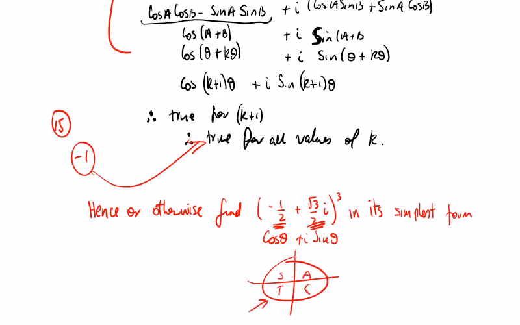C-A-S-T. Well, they're both negative in here, so it can't be in there. Cos is positive in here, so it's not that one. They're both positive in here, so it's not that one. And in this one, you can see sine is positive and cos is negative.